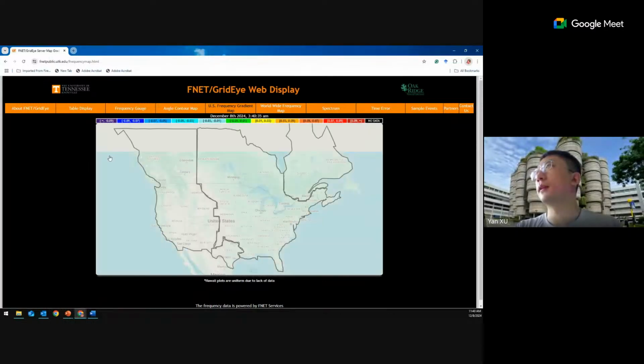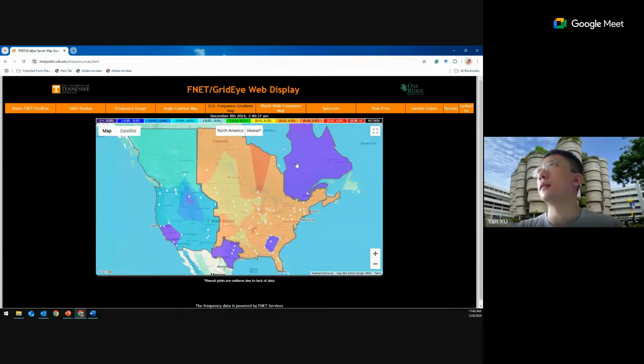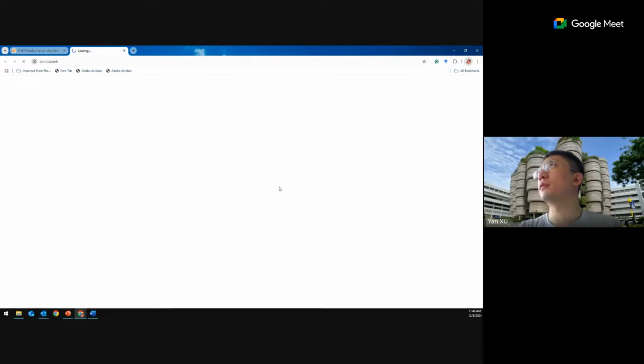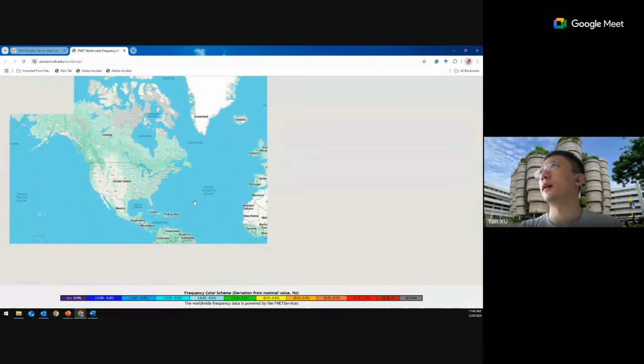And the frequency gradient map, okay, you can also see the frequency deviation in different ranges. They are all measured by PMU. Okay, and they also report the worldwide frequency measurement. As long as the unit is installed and communicated with their platform, we can show this value in real time.